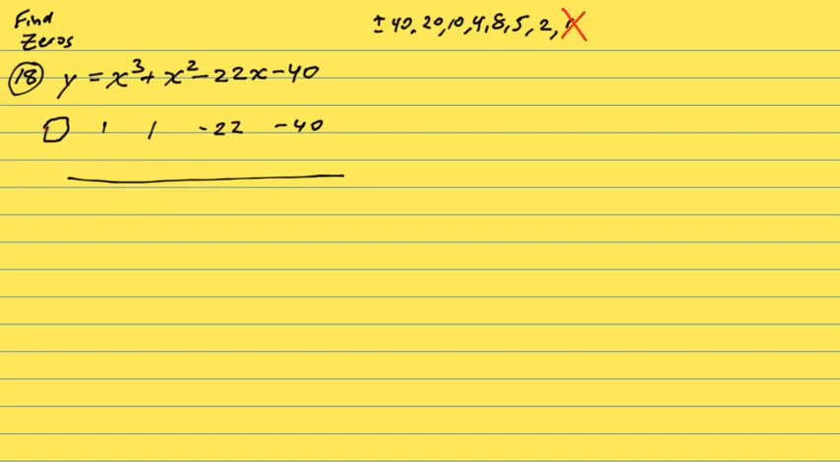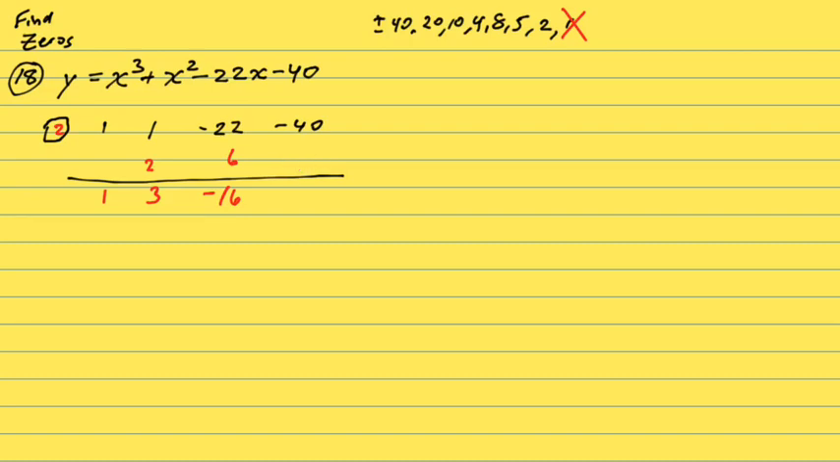Now I'm going to try 2. Bring the 1 down. Multiply is 2. Add is 3. 2 times 3 is 6. When I add, it is negative 16. Multiply, I think, is negative 32. That does not add to 0 either.